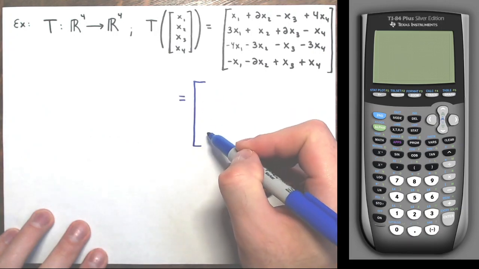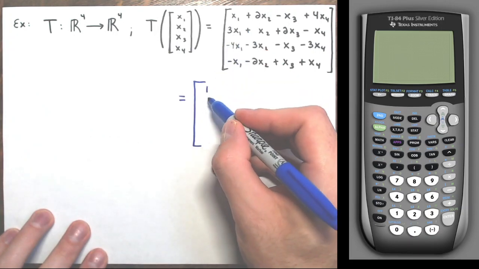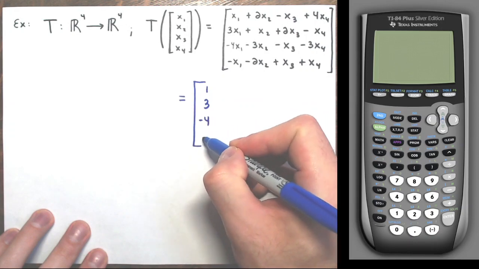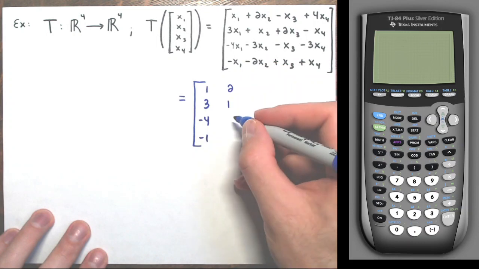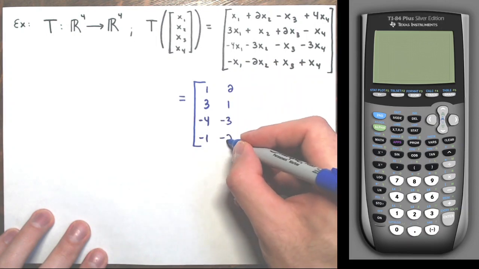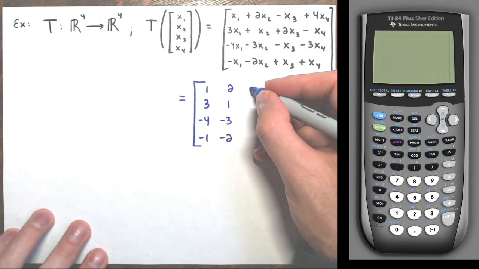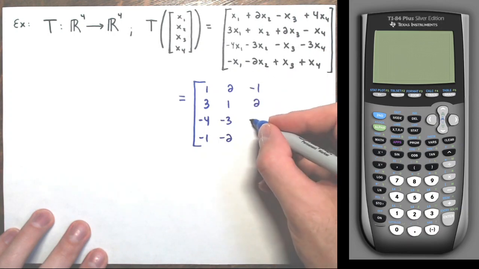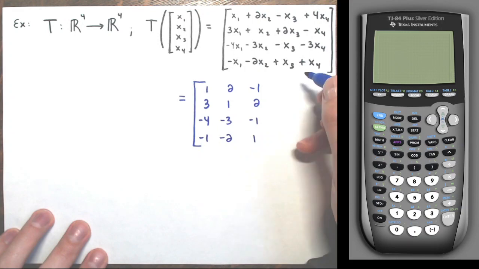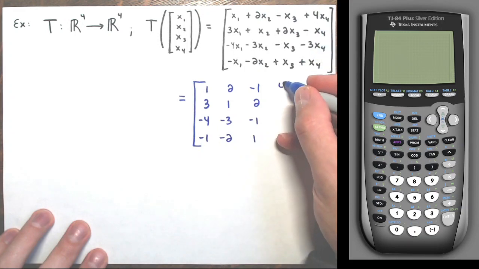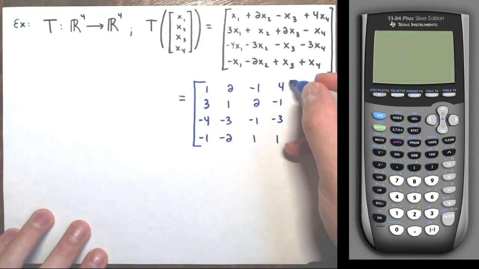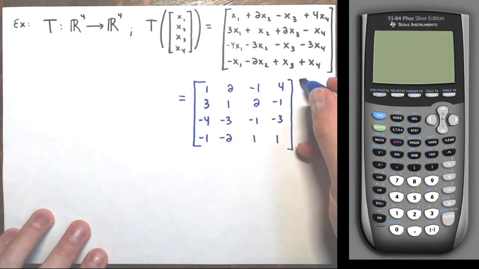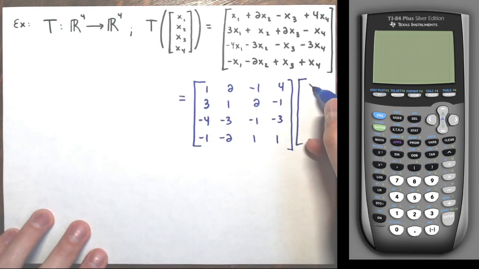Down the first column, the coefficients of x1 in these: 1, 3, -4, -1. Down the second column, the coefficients of x2: 2, 1, -3, -2. Down the third column, the coefficients of x3: -1, 2, -1, 1. And down the fourth column, the coefficients of x4: 4, -1, -3, and 1. And then multiplied by the input vector, that vector being input here, x1, x2, x3, x4.